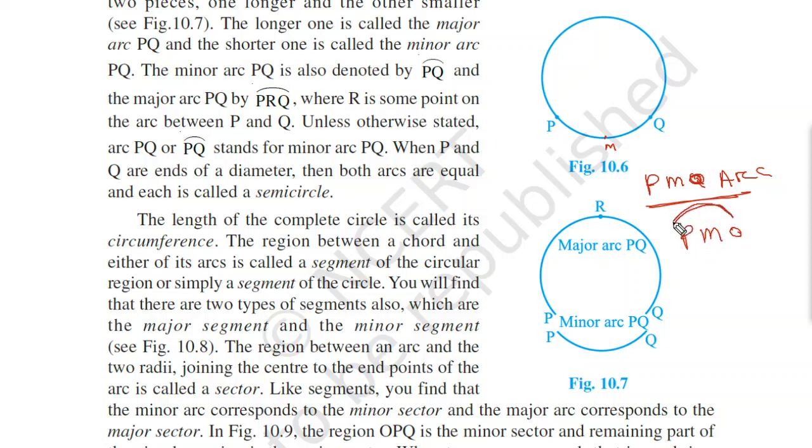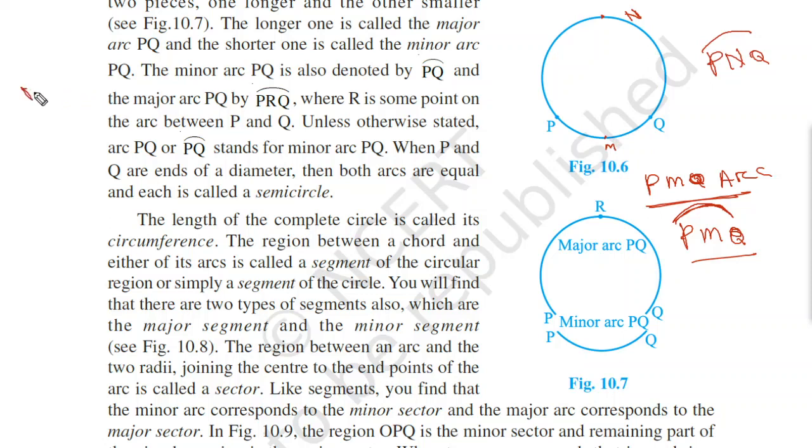This is the symbol of arc. PMQ arc, we can read it. If we put another point here, say N, then we can say PNQ is this large arc. PNQ is the large arc and PMQ is the smaller arc. We just call them minor arc and major arc.